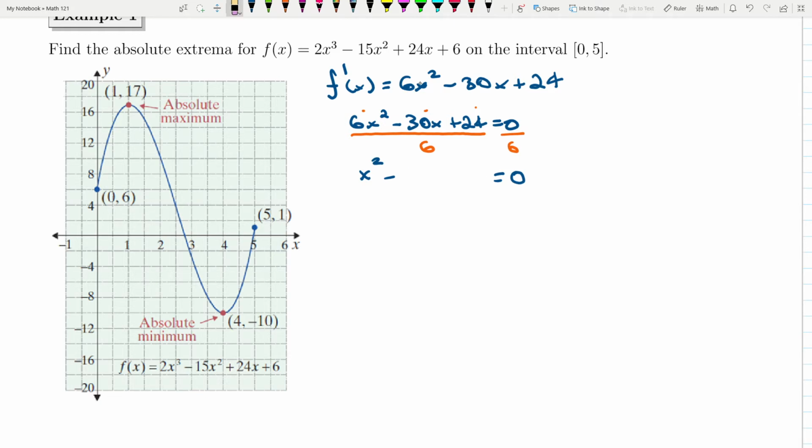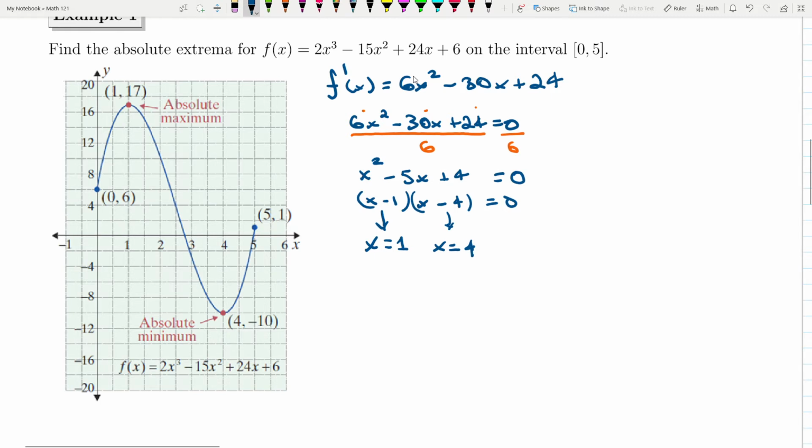Something's not working here. Okay, minus 5x and plus 4. And this polynomial is naturally factorable, so we will look for factors of 4 that add up to -5: -1 and -4. On the one hand, this will give us the critical value of x equals 1, and this will give us the critical value of x equals 4.